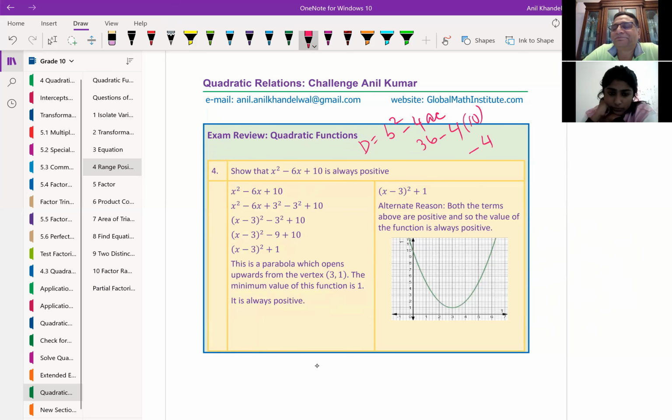So since minus 4 is less than 0, we know it doesn't intersect with the x-axis, so therefore it's always positive. Is that an explanation, or is that not enough?